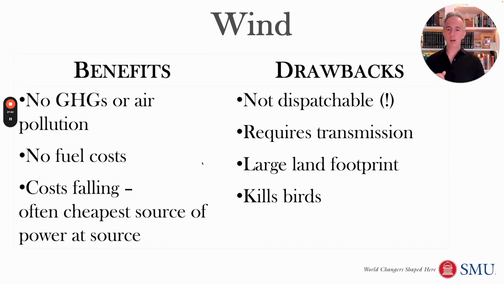Okay, wind power. One of the areas we've seen the most construction in recent years, and the biggest sort of boom in terms of increasing electricity generation for wind power. Again, like nuclear, the wind turbine itself does not emit greenhouse gases or air pollution. Now, of course, again, you could do a life cycle analysis and say, well, it took some steel, it took concrete, etc., and you emitted carbon dioxide to produce those, but the facility itself does not emit greenhouse gases or air pollution. It doesn't have fuel costs because it just is running on the wind, and its costs are falling. Often it's the cheapest source of power at the source. We'll talk about that.